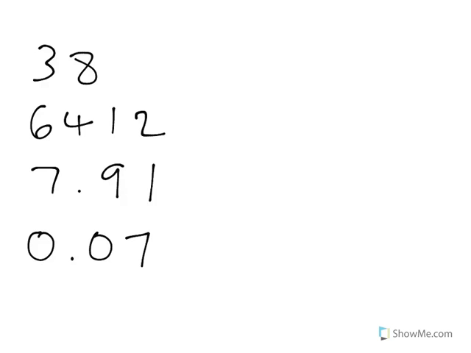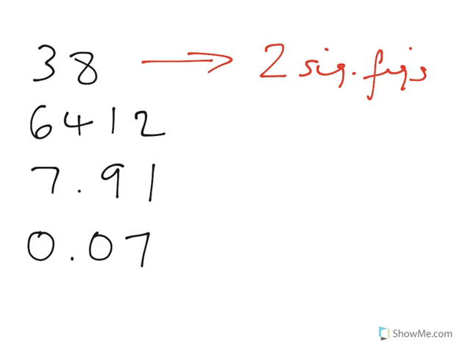So here is a lesson on significant figures and decimal places. I'm going to start with significant figures. These are basically the digits in a number. It's as simple as that. So the first number I've got here is 38. 38 has two sig figs, the 3 and the 8.